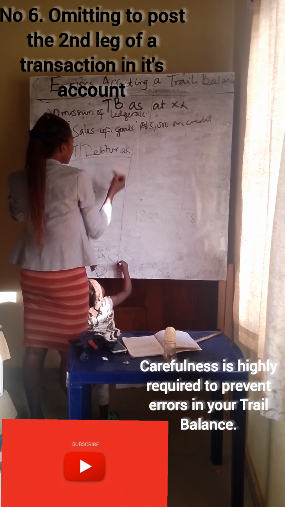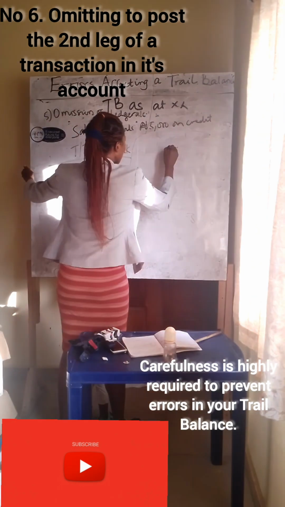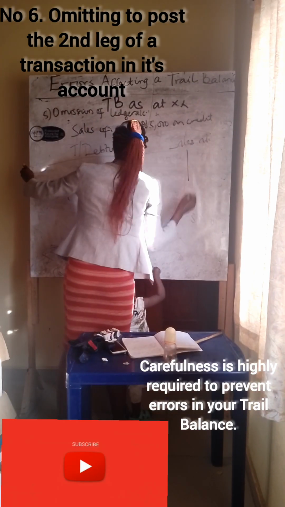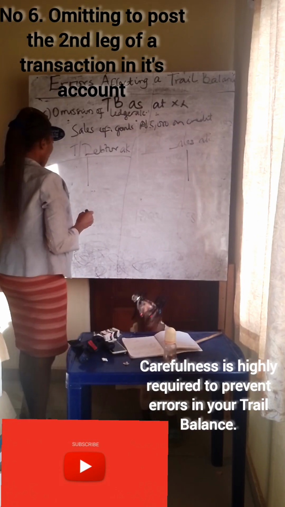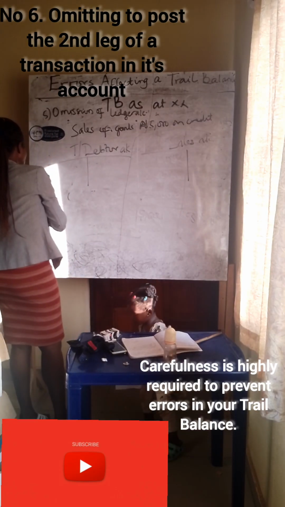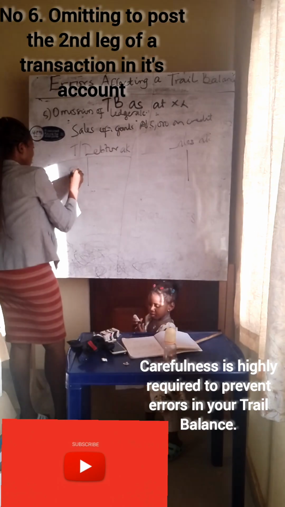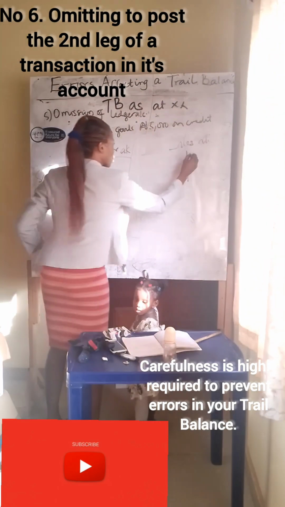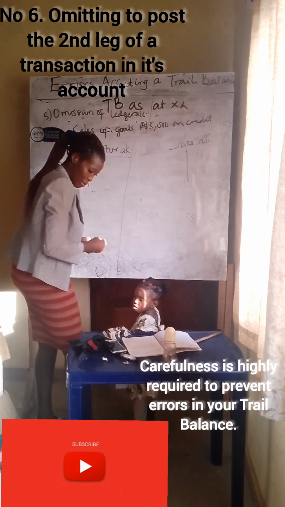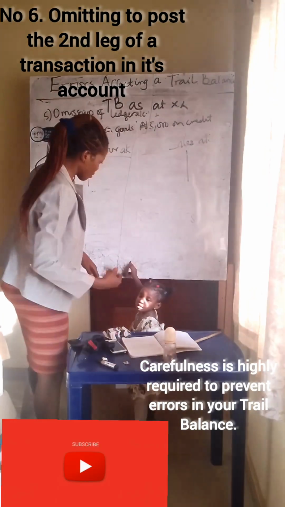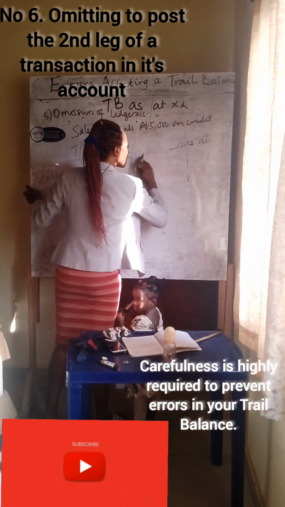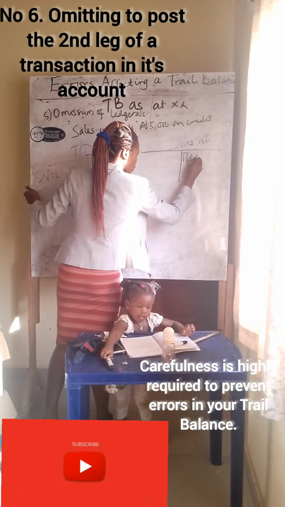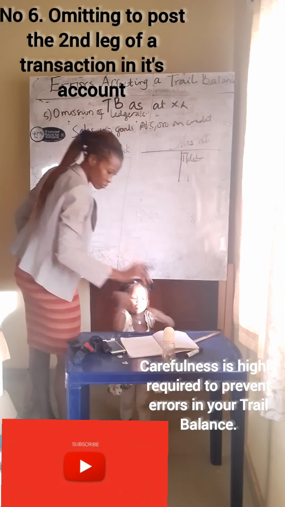Now, instead of posting 5,000 naira on the credit side of the sales account and then the corresponding 5,000 naira on the debit side of our trade debtors account, we posted only one leg. We posted just 5,000 naira in your trade debtors account and did not post the corresponding 5,000 naira in your sales account.